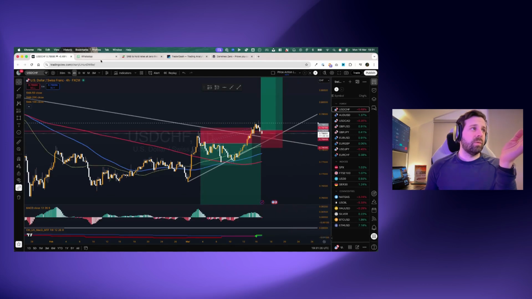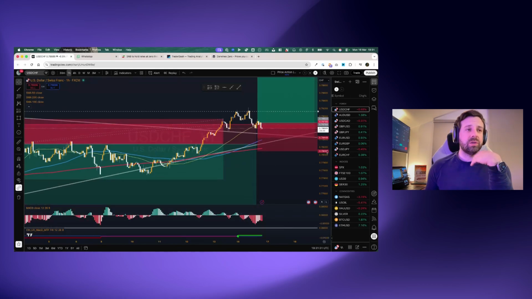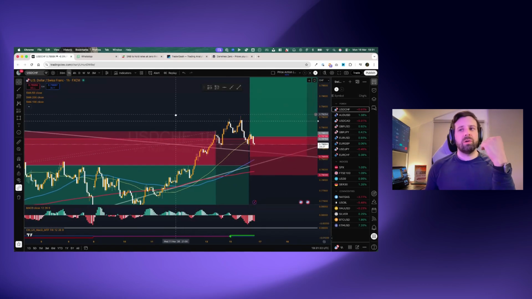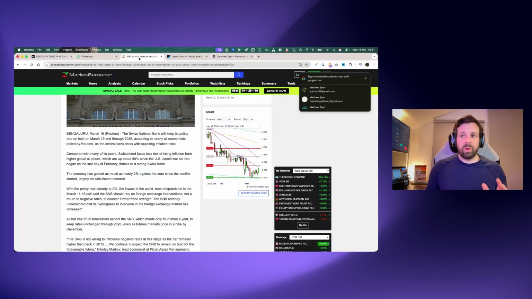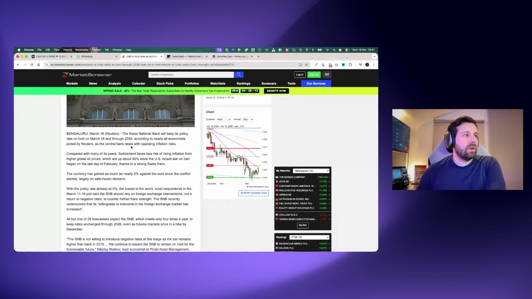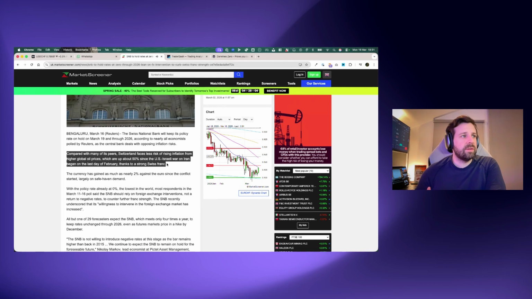And it's actually on the 1-hour chart, which is quite rare for me, but it's because I'm reacting to what is quite a strong sort of fundamental context, and I didn't want price to get too far away from me, so I couldn't get a good entry on this trade. And just to give you a bit of an idea of what I'm talking about, this article sums it up relatively quickly. The Swiss National Bank will keep its policy rate on hold on March the 19th and through 2026, according to nearly all economists polled by Reuters.